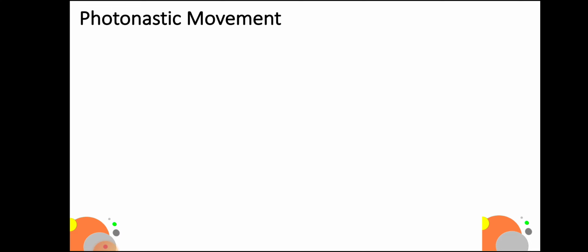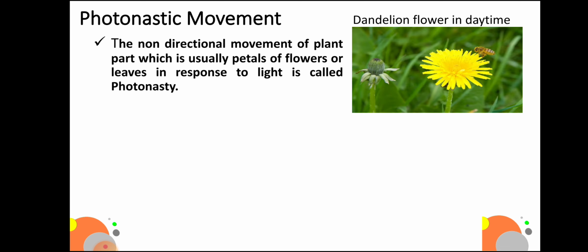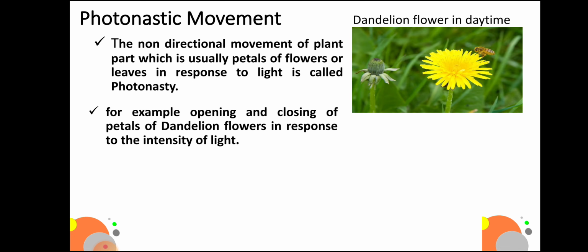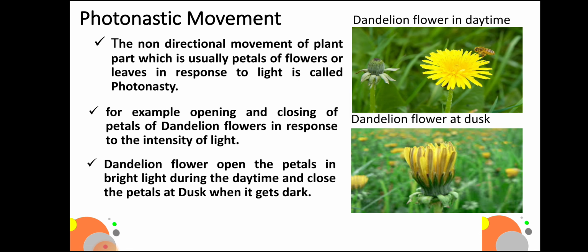Photonastic movement. The non-directional movement of a plant part, which is usually petals of flowers or leaves, in response to light is called photonasty. For example, opening and closing of petals of dandelion flowers in response to the intensity of light. Dandelion flowers open the petals in bright light during the daytime and close the petals at dusk when it gets dark.